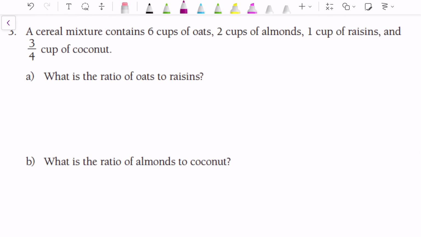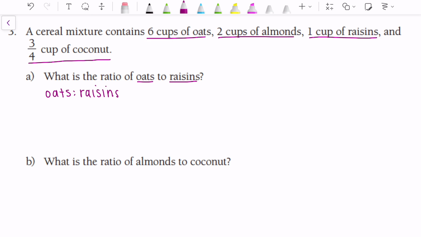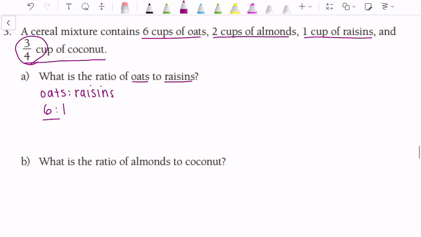A cereal mixture contains 6 cups of oats, 2 cups of almonds, 1 cup of raisins, and 3/4 cup of coconut. Okay, what is the ratio of oats to raisins? Okay, so oats to raisins, remember that the word to becomes a colon. All of these are in whole cups except for this one, which we'll talk about in a second. So oats are 6, raisins are 1, and that's it, because that is reduced. We can't reduce that anymore.